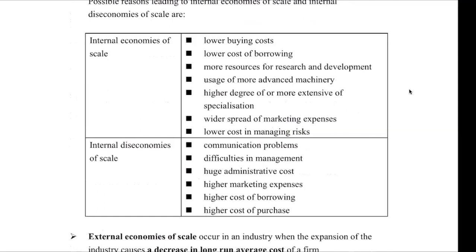So, lower buying cost, lower cost of borrowing. When we learn about that, we use bulk purchase: the discount we can get when we make a bulk purchase. So lower buying cost. Then another one is a wider spread of marketing expenses. That means the promotion cost; we can spread or share the promotion cost. I think these three are enough for us and easier to understand.